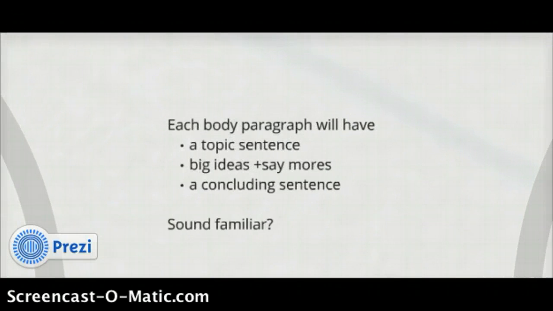Just a quick review about what a body paragraph will have. You'll have a topic sentence, you'll have big ideas and say-mores, and you, in some cases, will even have a concluding sentence. Well, that's a little bit more flexible in an essay, because the purpose of a concluding sentence is to kind of end your writing. But the body is not the end of the essay, so you don't want too strong of a concluding sentence. But this should sound familiar. Just like we were talking about with our paragraph unit, these paragraphs still need to have that structure. You still have to have a topic sentence and big ideas and say-mores, and then a little hint at a concluding sentence.